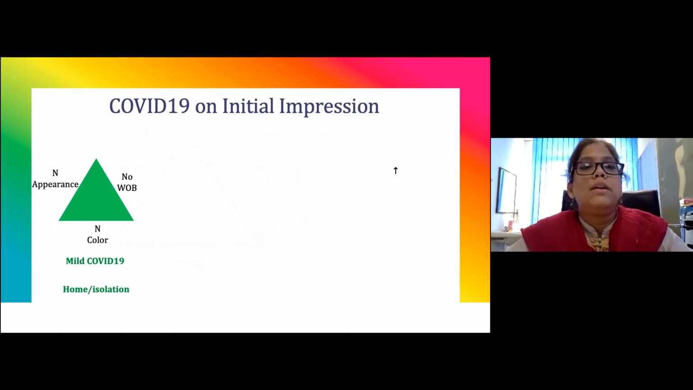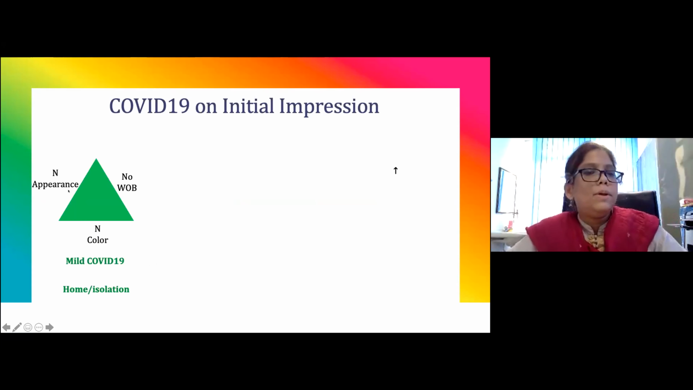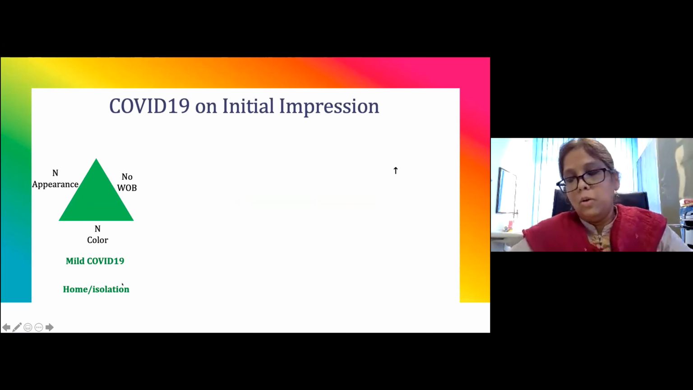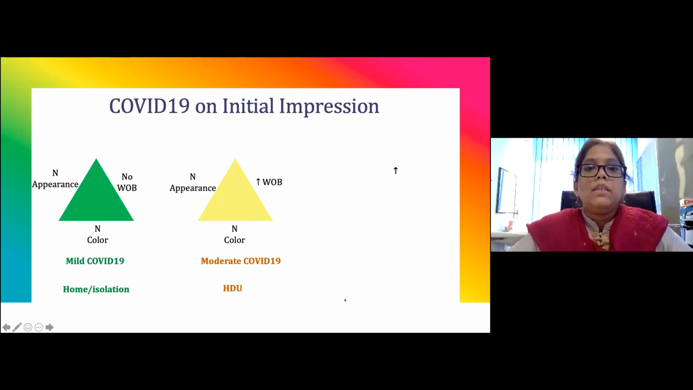COVID-19 on initial impression, how you can triage it just by initial impression, just by three things. So one thing is if in mild COVID-19, all the three will be normal, and the child can just have symptoms of fever and mild rhinorrhea, but his appearance is okay. He's comfortable with the mother. There is no work of breathing and color is normal. So these kind of patients can be advised home isolation, or if there is no facility, then isolation rooms may be provided for them.